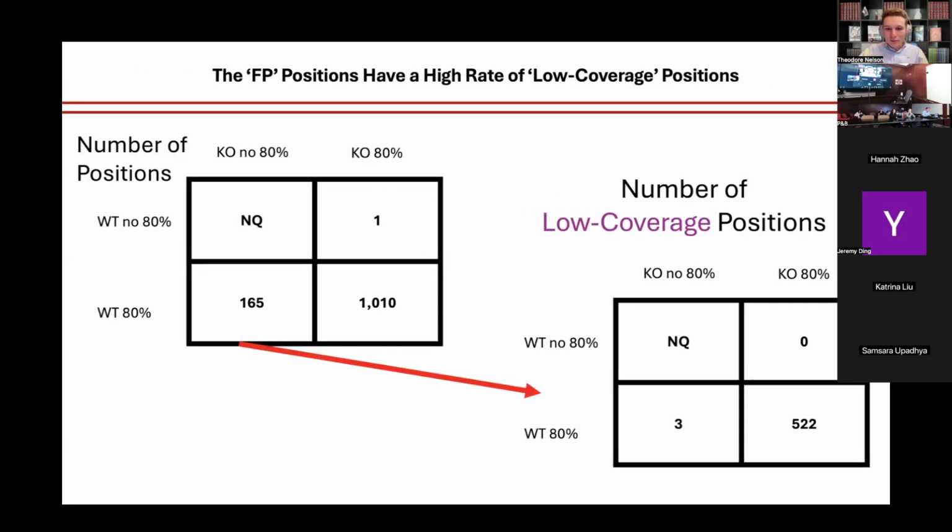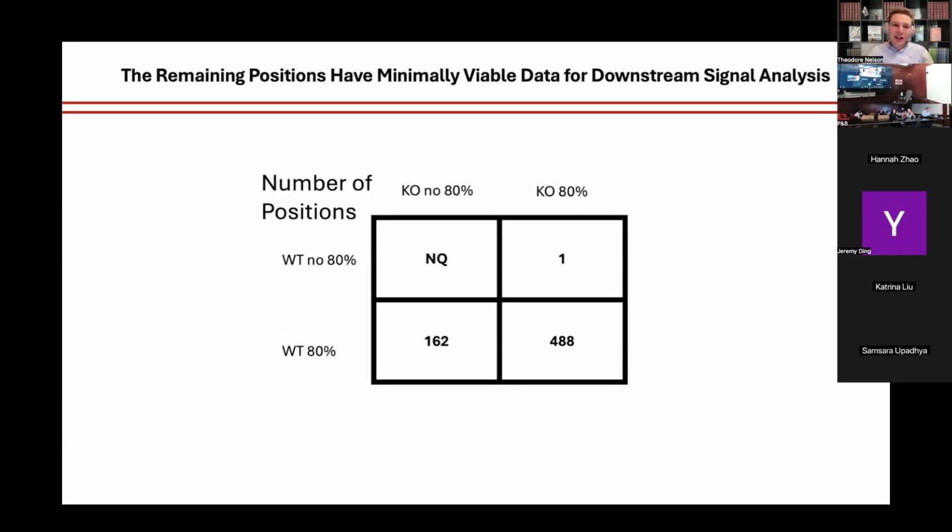Nevertheless, we still have, at the end of the day, a sort of hierarchy chart that looks like this. We're not calculating with the below 80%, but you've got these 488 false positive hits, these 162 true positive hits, and this one lone warrior over there, knockout 80%, wild type less than 20%.